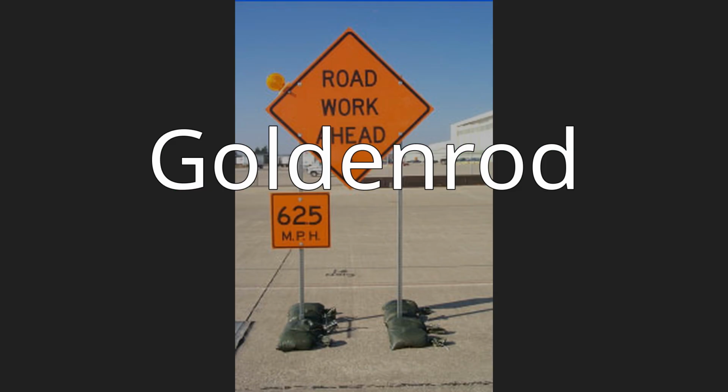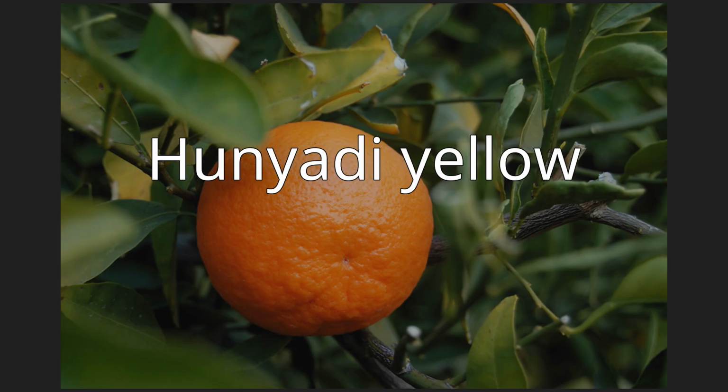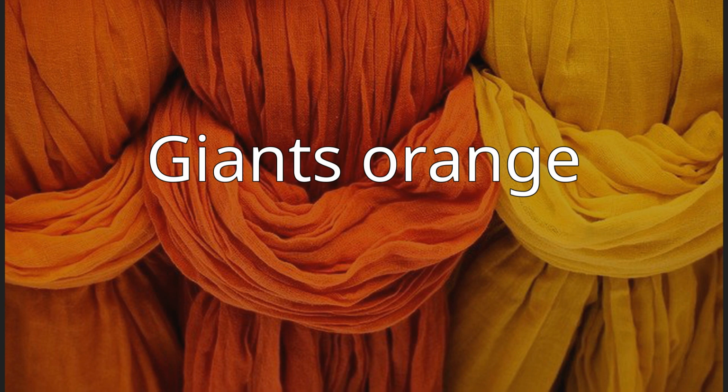Goldenrod. The web color goldenrod is a representation of the color of some of the deeper gold-colored goldenrod flowers. The first recorded use of goldenrod as a color name in English was in 1915. Honeydew yellow. The web color honeydew yellow or pear gold is represented on the honeydew coat of arms. Giants orange. The color Giants orange symbolizes, along with black and cream, the San Francisco Giants baseball team.